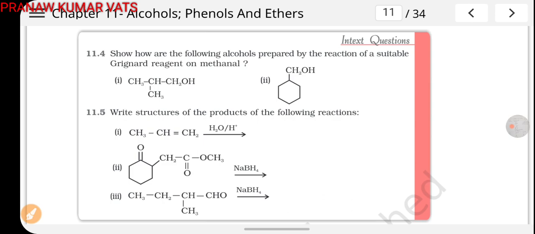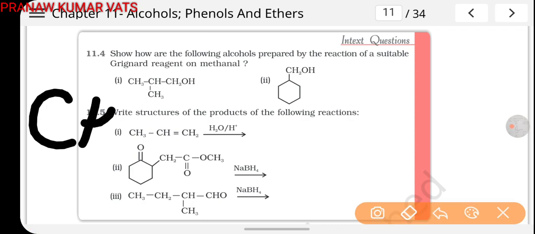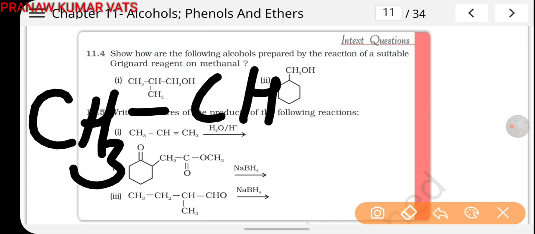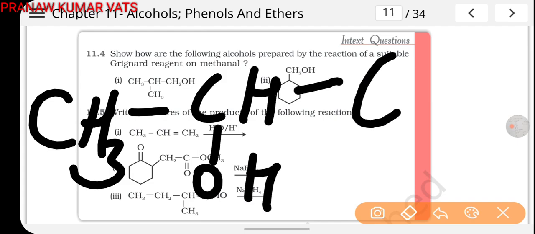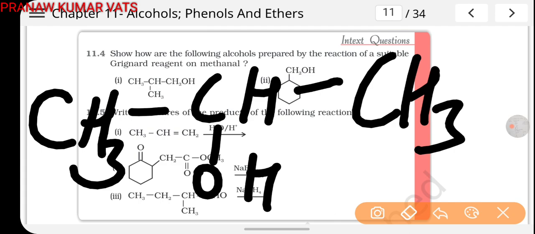Now in-text question 11.5, write structures of products of the following reaction. First one is CH3CH=CH2. It will follow Markovnikov addition. In H2O, two parts are there, H plus and OH minus. H plus will go to that double bonded carbon which has more number of hydrogens, and the negative part, OH minus, will go to that carbon which has less number of hydrogens. So our product will be CH3CHOHCH3, that is propan-2-ol.